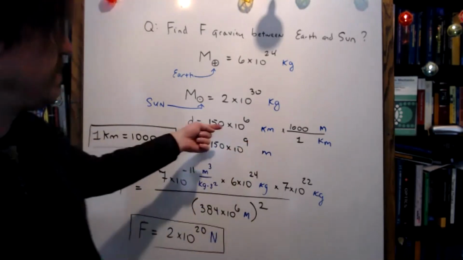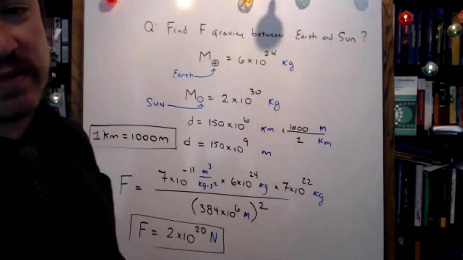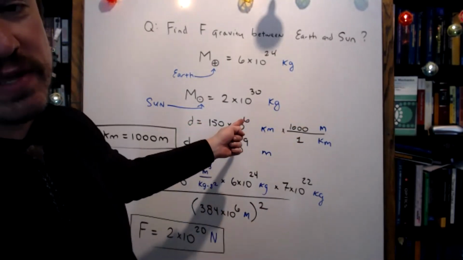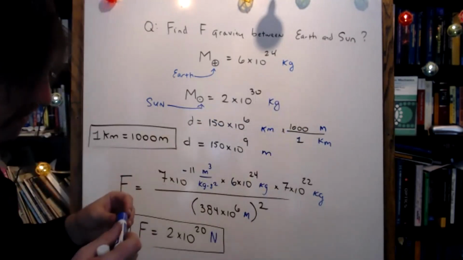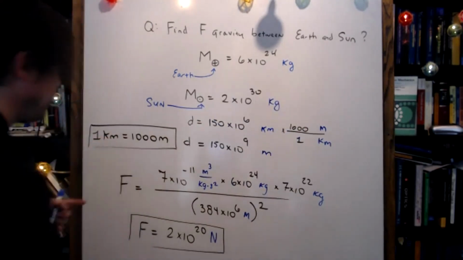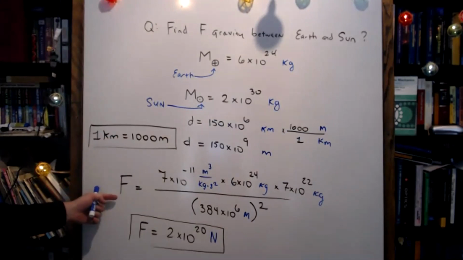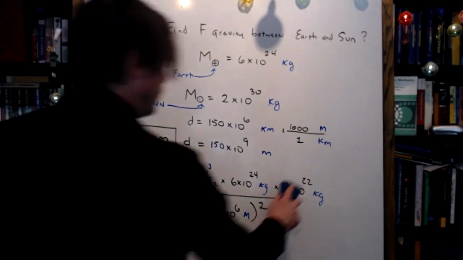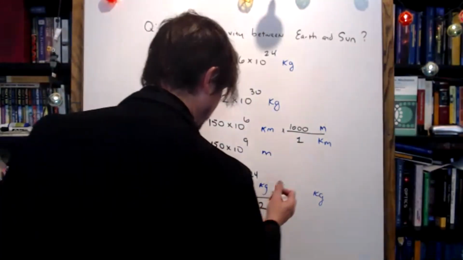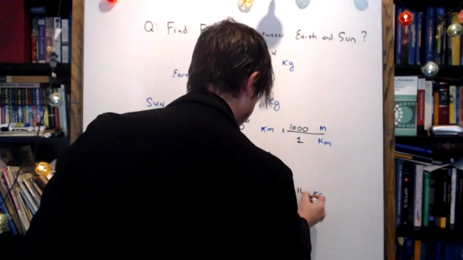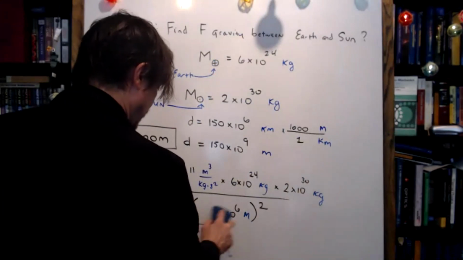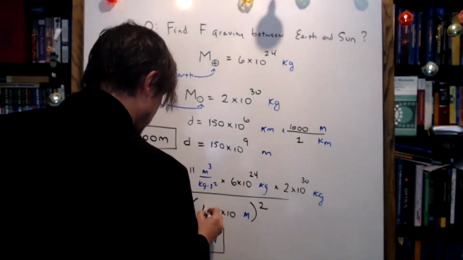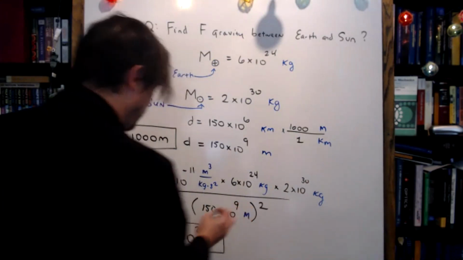He knows that just like before, he's going to multiply by 1,000 meters per kilometer. Add 3 zeros to 6 and you get 9. Bada bing, bada bang, bada boom. Okay? Now, let's plug it into our equation. The force of gravity between the sun and Earth will be all this stuff, but here I'm going to change the second mass to be the mass of the sun, 2 times 10 to the 30. And I'm going to change my distance to be 150 billion meters.